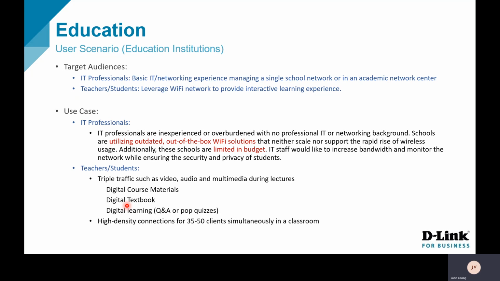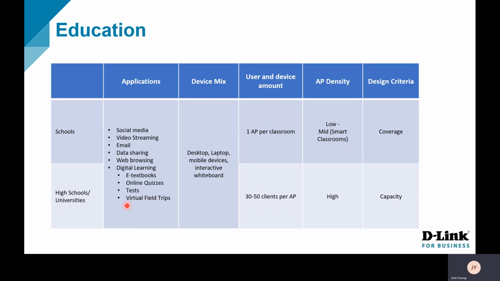For the school itself, when you talk about a university, one theater can have more than 200 students. So you need to place a lot of APs to handle it. For the applications, it's the same for every school: the smaller primary school, the high school, and the university. Applications are roughly the same: social media, then digital sharing. Most important is digital learning.